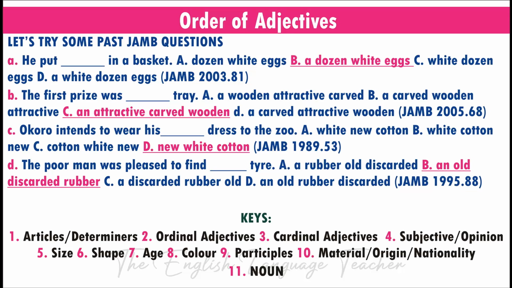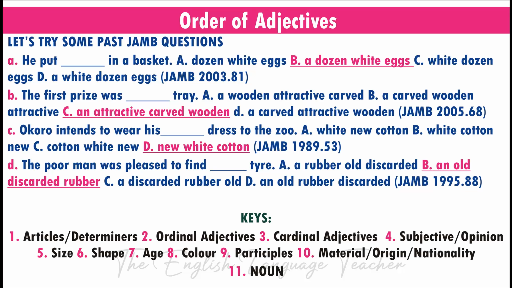The first prize was dash tray. So the correct option is an attractive carved wooden tray. So how did we get it? An is number 1. Attractive is subjective, number 4. Carved is participle, number 9. And wooden is material, which is number 10. So we have 1, 4, 9, and 10.